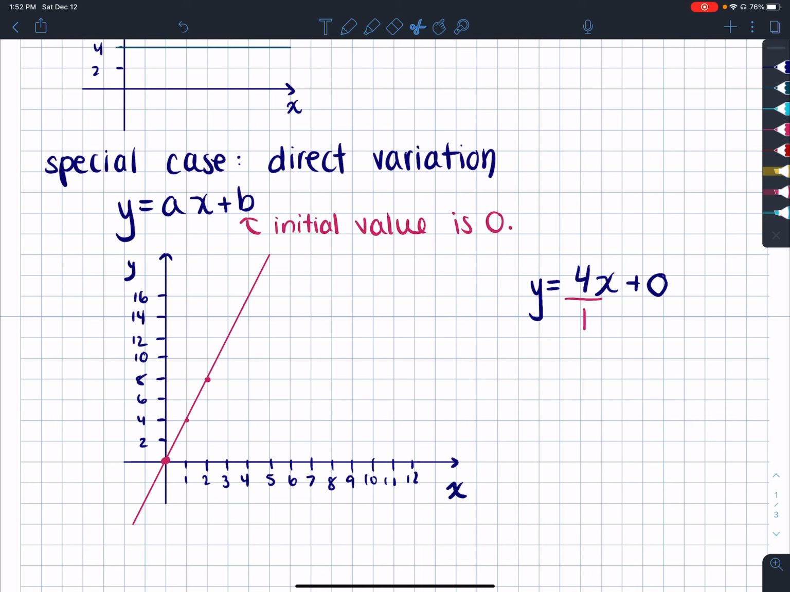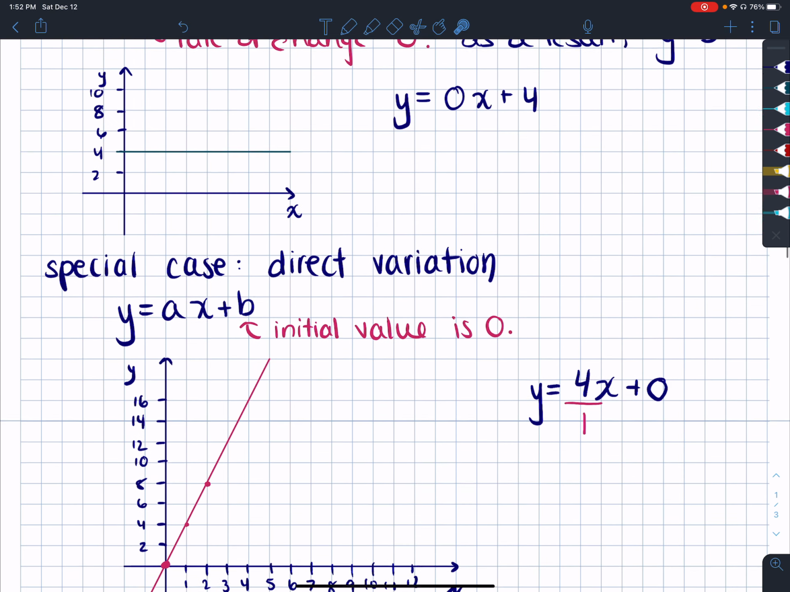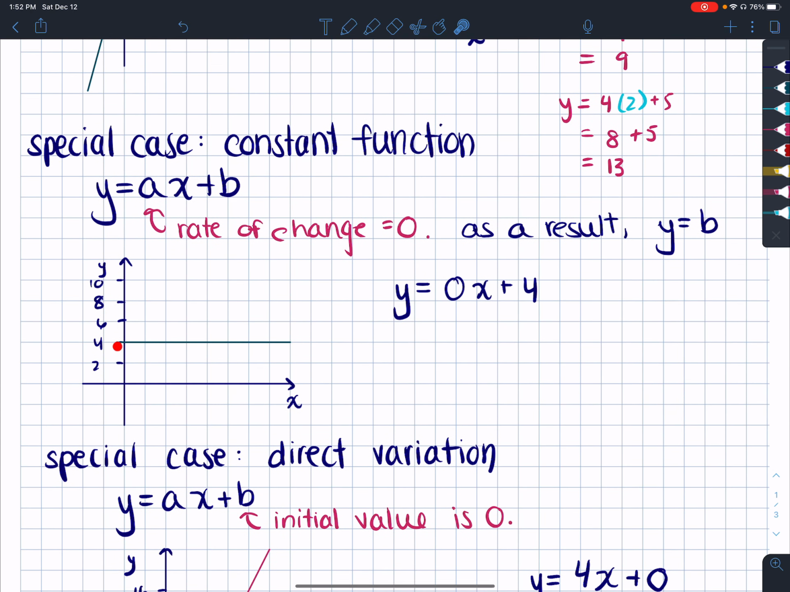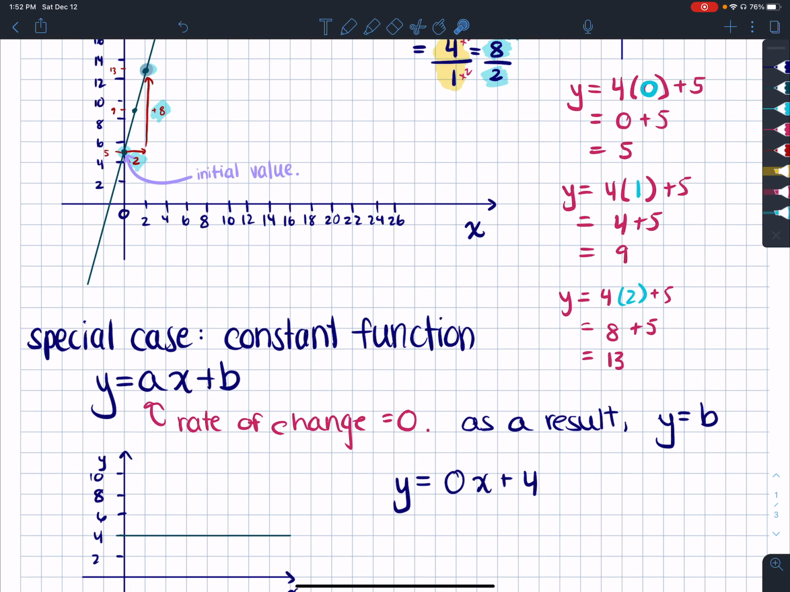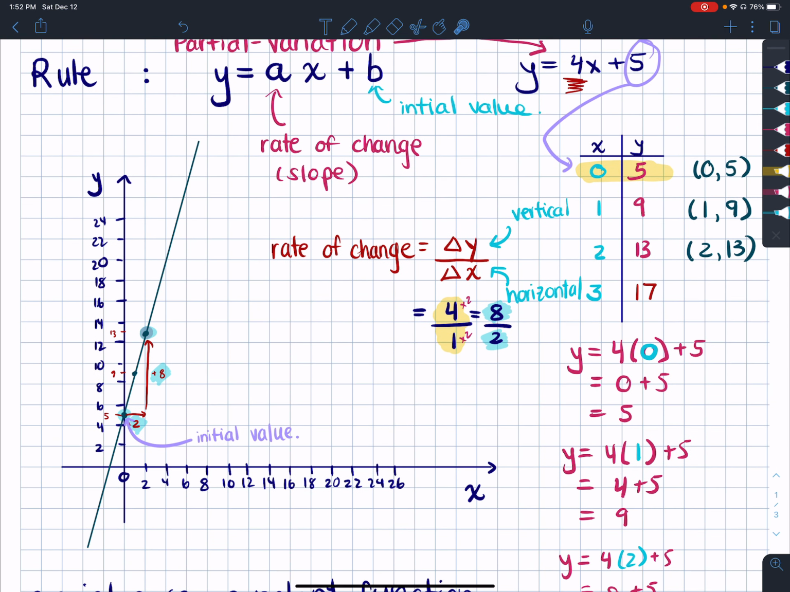So these are the special cases. You have when your line goes through 0, your initial value is 0. When your line is horizontal, it has an initial value, and it does not have a slope. It has a slope of 0. And then when you have a partial variation, your line goes through an initial value, which is a number, and it has a rate of change. So it's changing for every value of x.